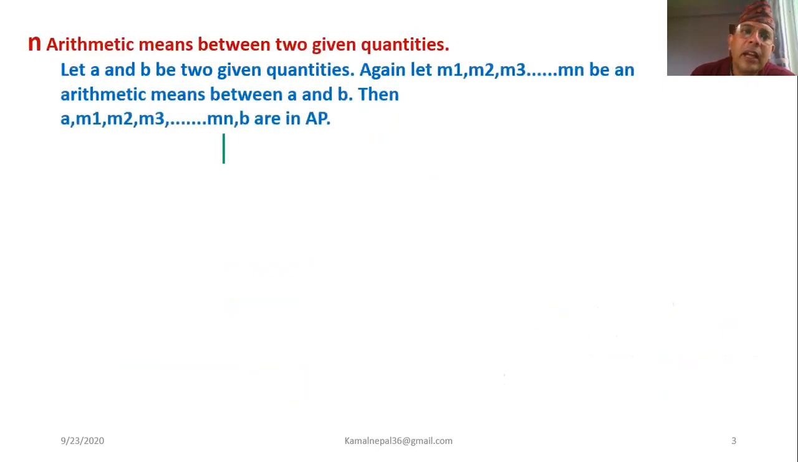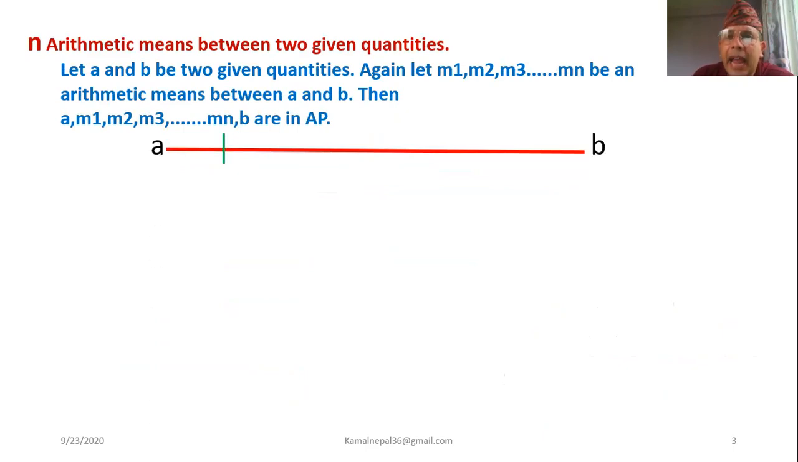For an arithmetic mean, you have two terms A and B. So in between, let A and B be two given quantities. Again, let M1, M2, M3, M4 and so on up to Mn be arithmetic means between A and B. Then you can say A, M1, M2, M3, M4, dot dot dot, Mn and B are in AP.